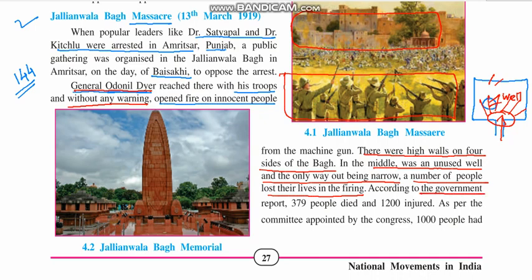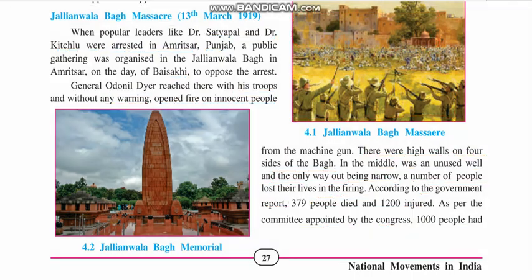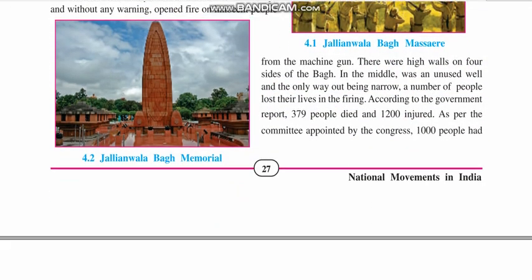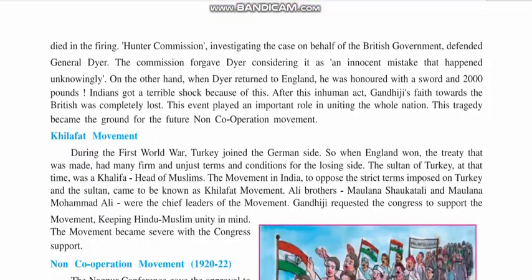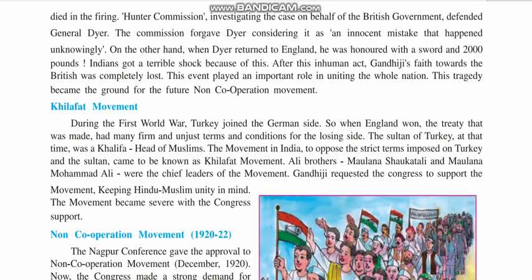According to government records, 379 people died and 1200 were injured. But as per one of the committees appointed by the Congress, more than 1000 people had died. So there is a lot of difference between the numbers of the government and the Congress committee, which say that more than 1000 people have died in it.